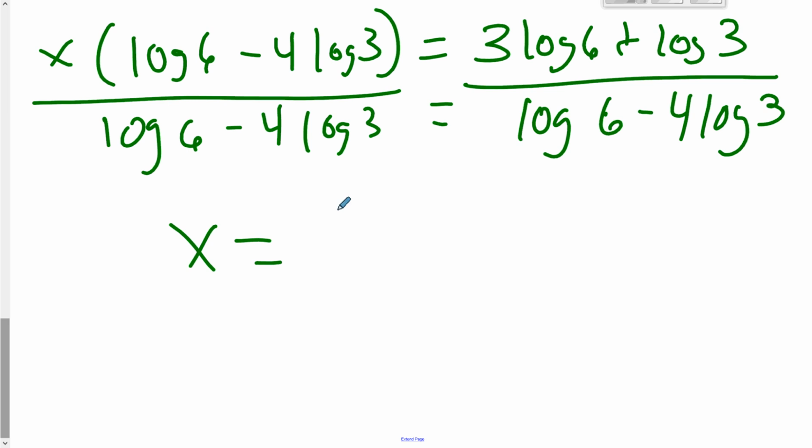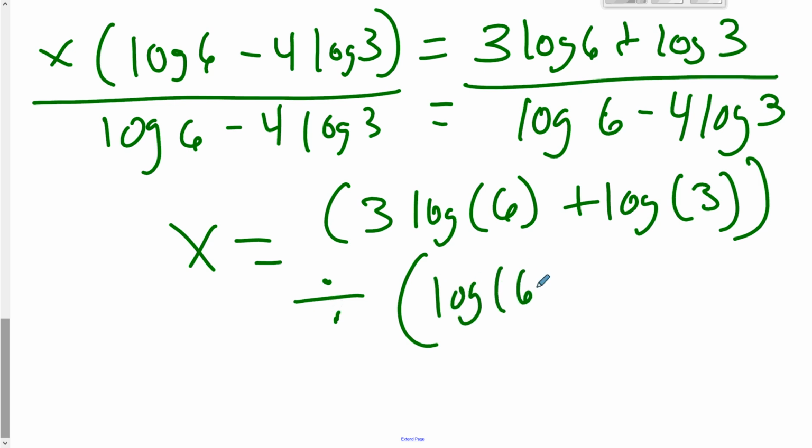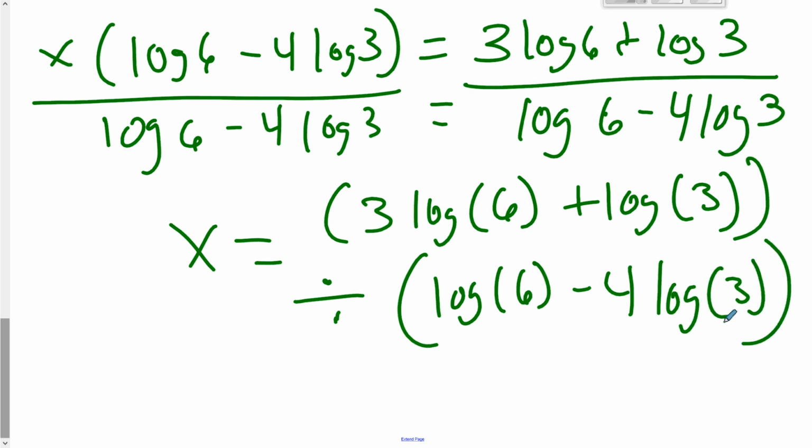So in my calculator, what I'm going to do is type parenthesis to keep my numerator up there. 3 log, close off that parenthesis, plus log, put in 3, close that off, close off your numerator, then hit the divided by sign, and then hit parenthesis for your denominator, log, close off that parenthesis, minus 4 log, close off that parenthesis, close off your denominator. And that's how it should look in your calculator.